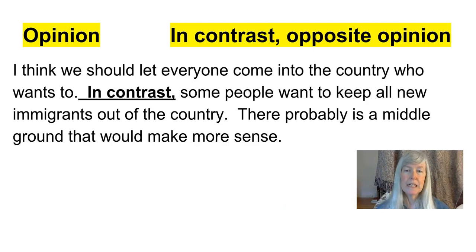We have an opinion and a contrasting opinion. I think we should let everyone come into the country that wants to. In contrast, some people want to keep all new immigrants out of the country. There probably is a middle ground that would make more sense. So you have one opinion and you have a competing opinion, the opposite, contrasting opinion.